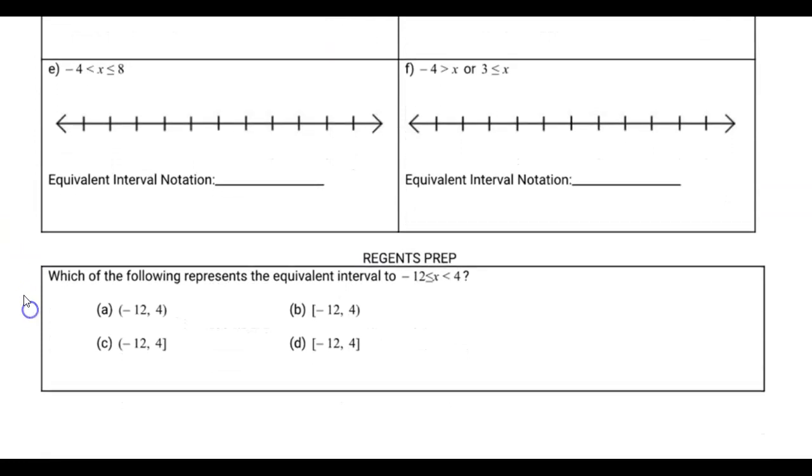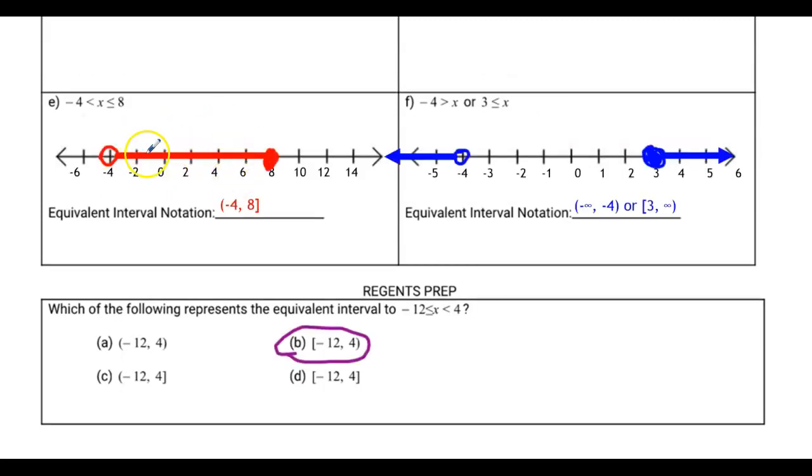Take a look at E and F and then the Regents prep. I'll show you the correct answers for those right now. Right, this one was pretty straightforward. Open circle, closed circle, soft bracket, open bracket, or square bracket, I should say.